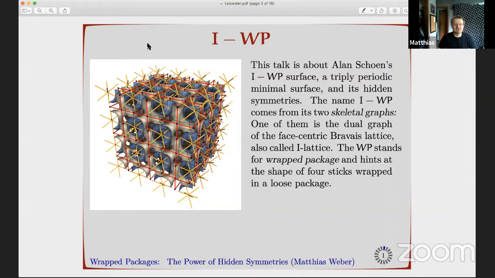The WP stands for wrapped package. And this is for the yellow sticks. When you put four sticks loosely together and bundle them up in the middle, and then they fall apart, they form this little pattern you see there. And Alan thought this would be a good name. So he just temporarily called the surface IWP, and the name stuck. So this is it. And I'm going to talk about the symmetries of the surface that are not as visible as they should be.